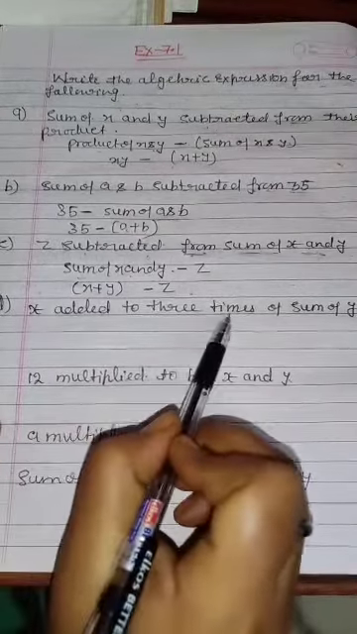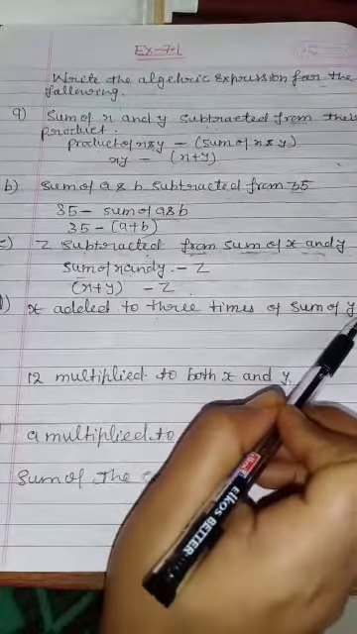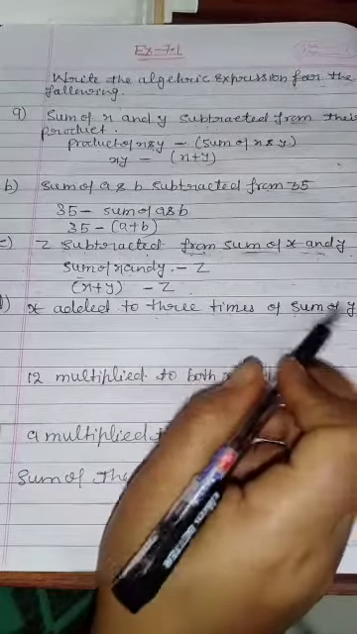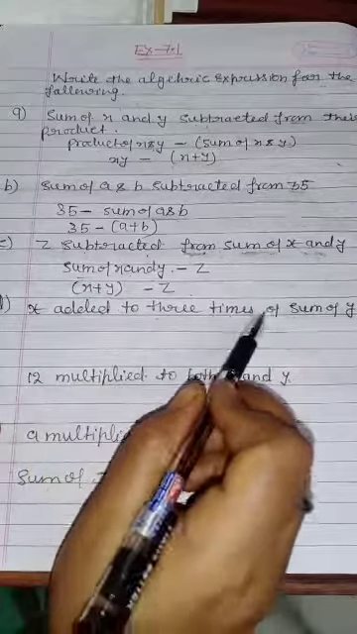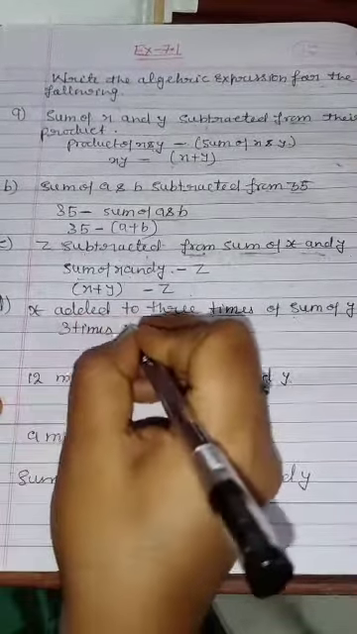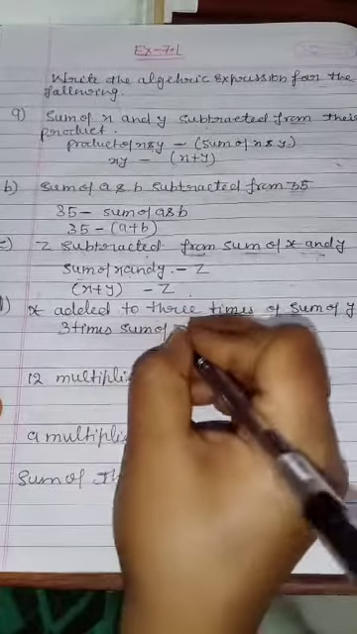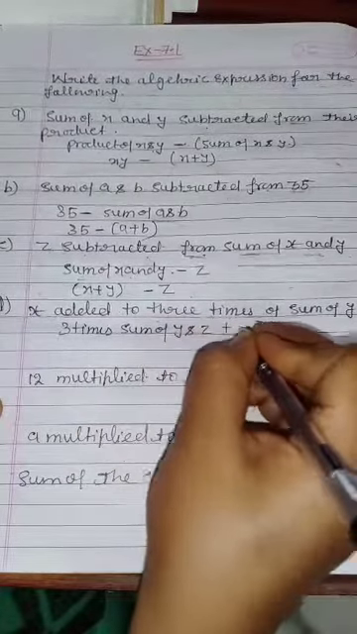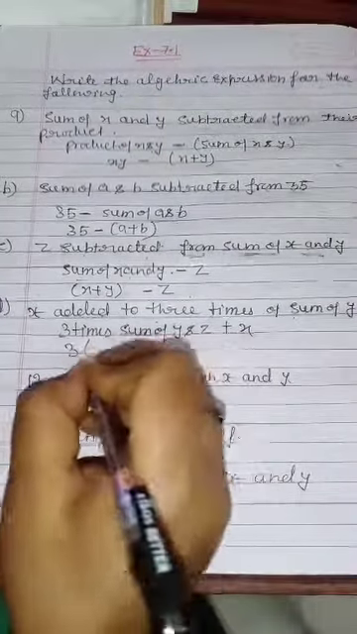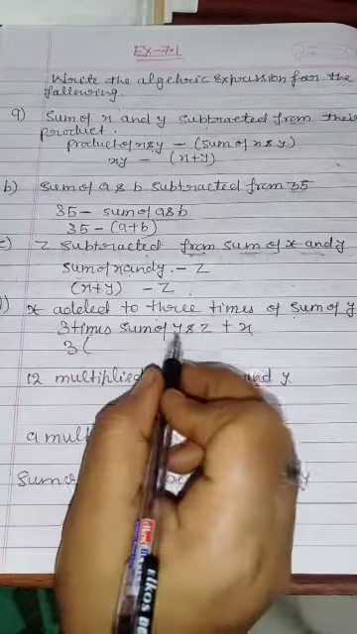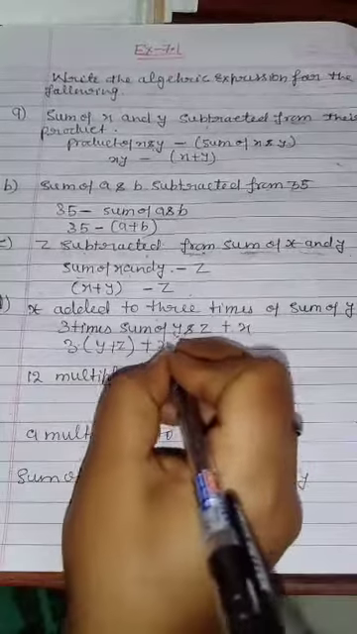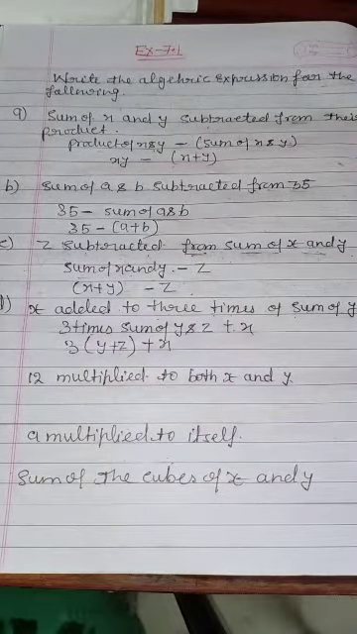X added to 3 times the sum of y and z. X is added to 3 times the sum of y and z, okay. 3 times the sum of y and z, plus x. So what will it become? 3 times means 3 into the sum of y and z, y plus z, and plus x. So this will be your algebraic expression.